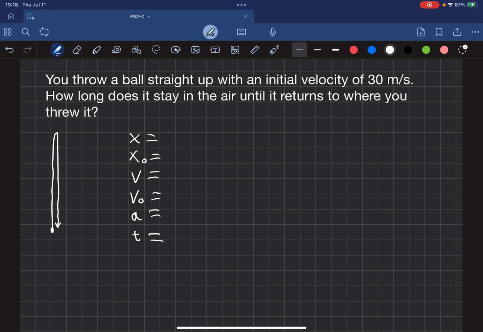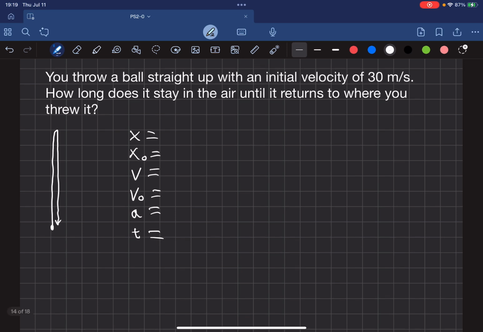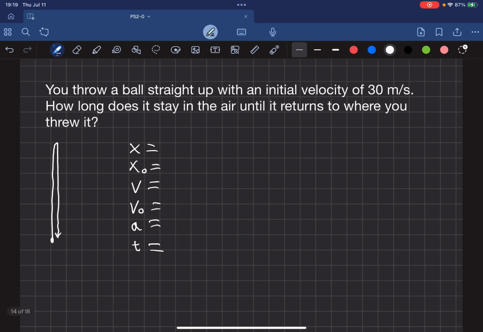Let's take a look at another problem, this time using gravitational acceleration. So you throw a ball straight up with an initial velocity. So here we are given the initial velocity of 30 meters per second. How long does it stay in the air? So this is time that we're looking for, until it returns to where you threw it.